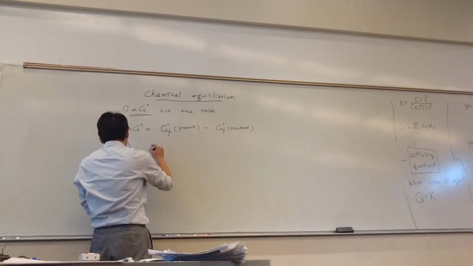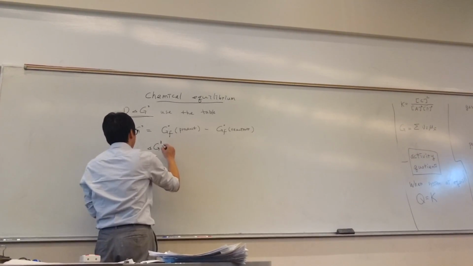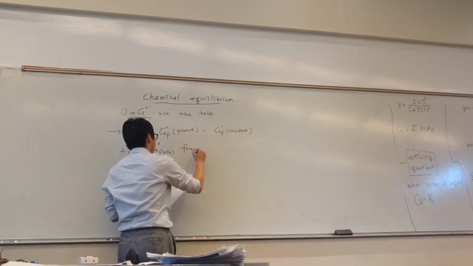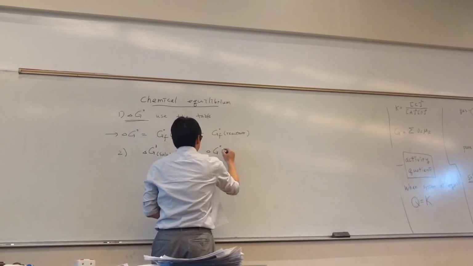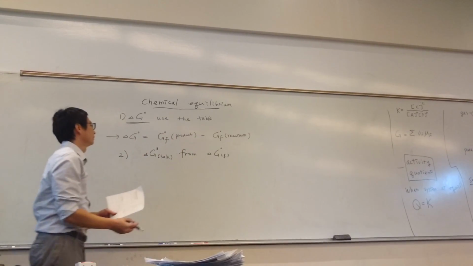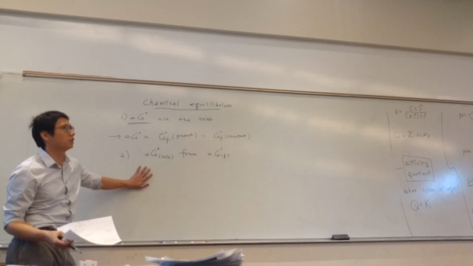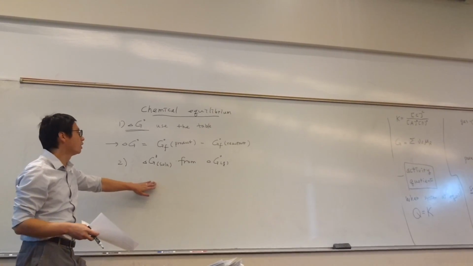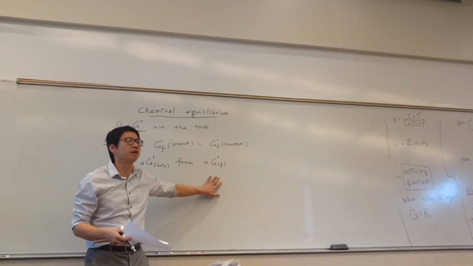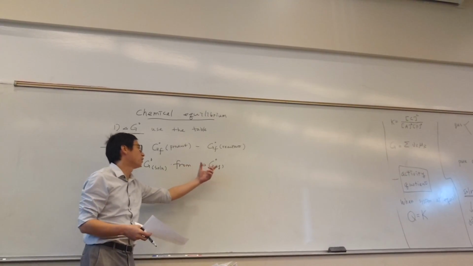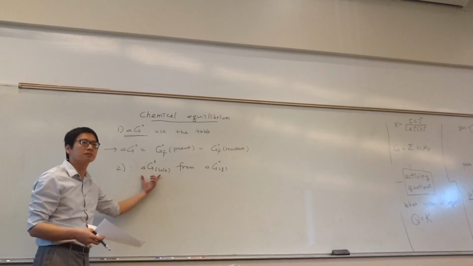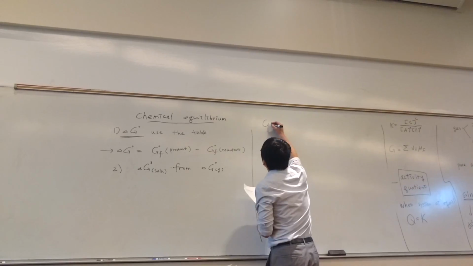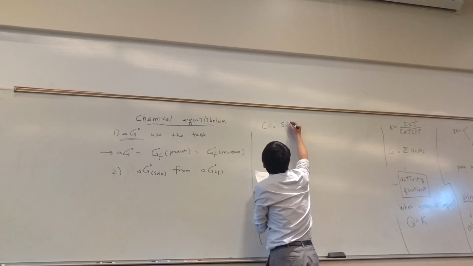So the general idea is that you get the delta G naught of your solution from the delta G naught of your gas. Because once the reaction is complete, if you have a solution, then you have corresponding vapor pressures. And we know how to calculate delta G naught for the vapor phase. Then you can start from there and go back to here. Let me give you one example. Assuming that you have a CO2 solution.